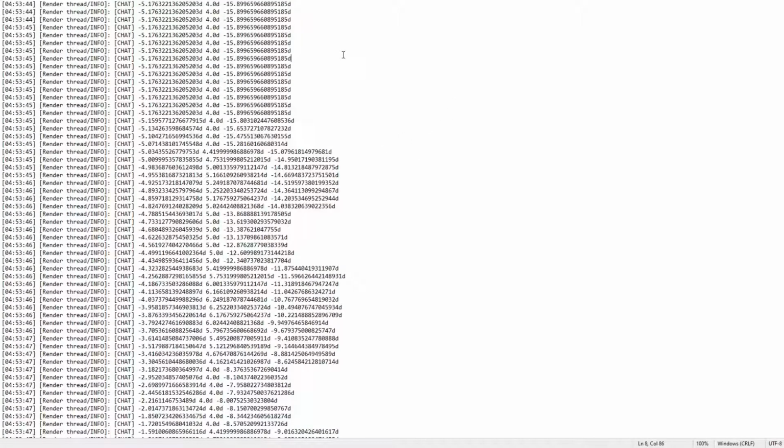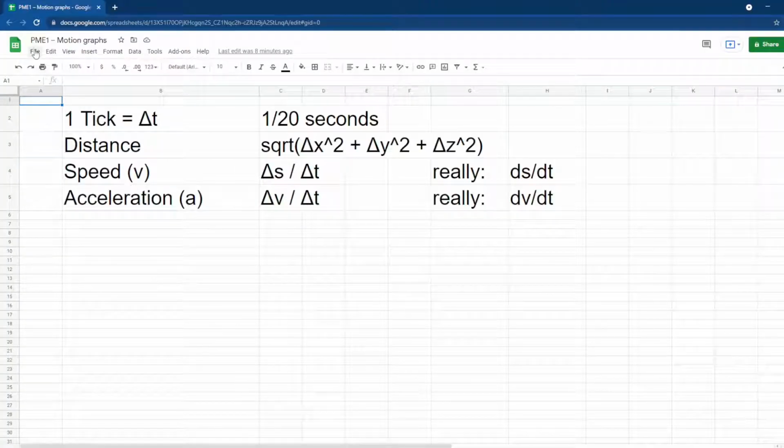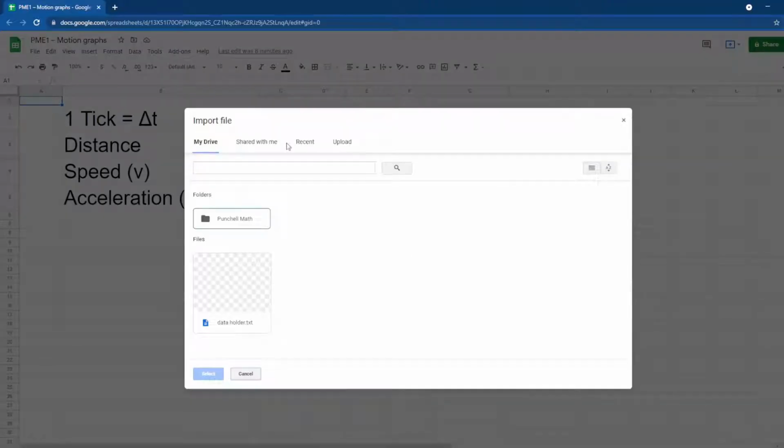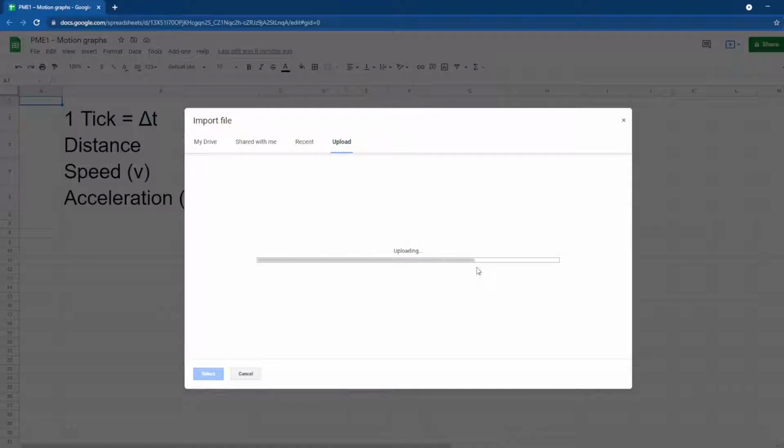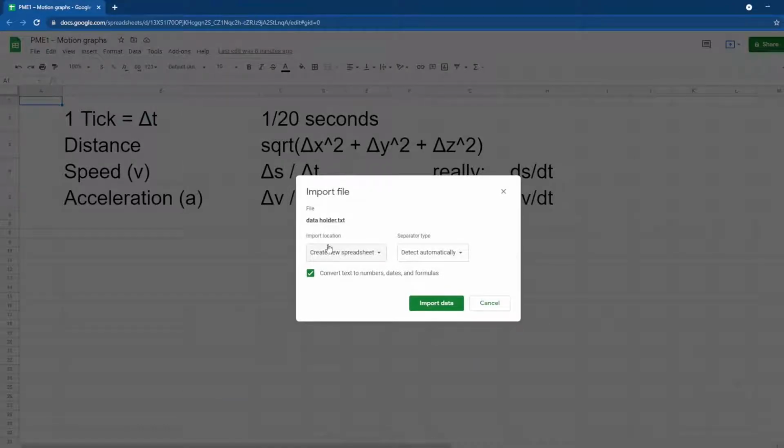I have pasted the data into a new document, called it the data holder, and now let's import it into Google Spreadsheet. In Google Spreadsheet, I will click File, Import, Upload, and then select the file that I called data holder. I'll wait for it to upload. And now, import location. We want to choose insert new sheet because we don't want to open another spreadsheet. We want a new sheet in this one.